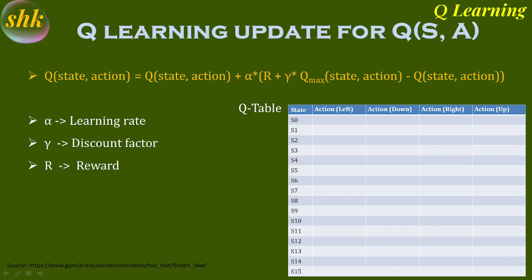In the Q table, as per the frozen lake environment, we have four actions, namely left, down, right, and up. As we are considering a 4 cross 4 frozen lake environment, we have the states from S0 to S15, a total of 16 states. For each and every state, the Q value will be updated for each action in this table. Whenever we need to find the Q values or Q maximum values, they are evaluated from this particular Q table.